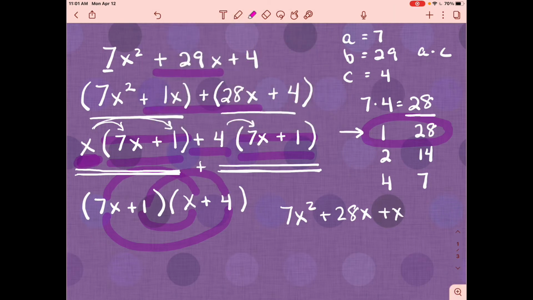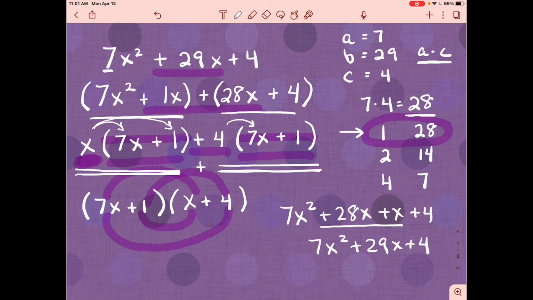And 1 times 4 is 4. So we can combine our outer and inner and get 7x squared plus 29x plus 4. All right, this is called AC factoring because of the multiplying A times C and the little bit of extra work in the middle. Don't neglect that. Believe me, this saves you over time.